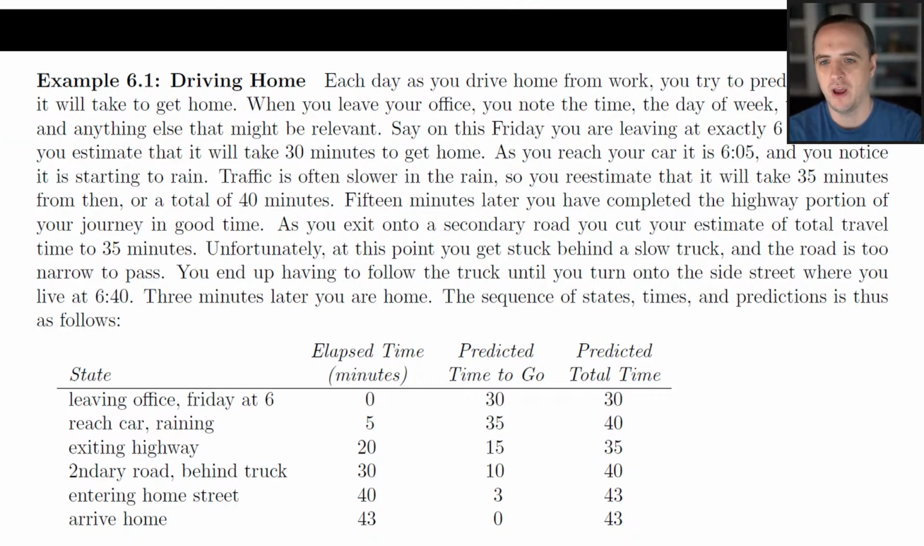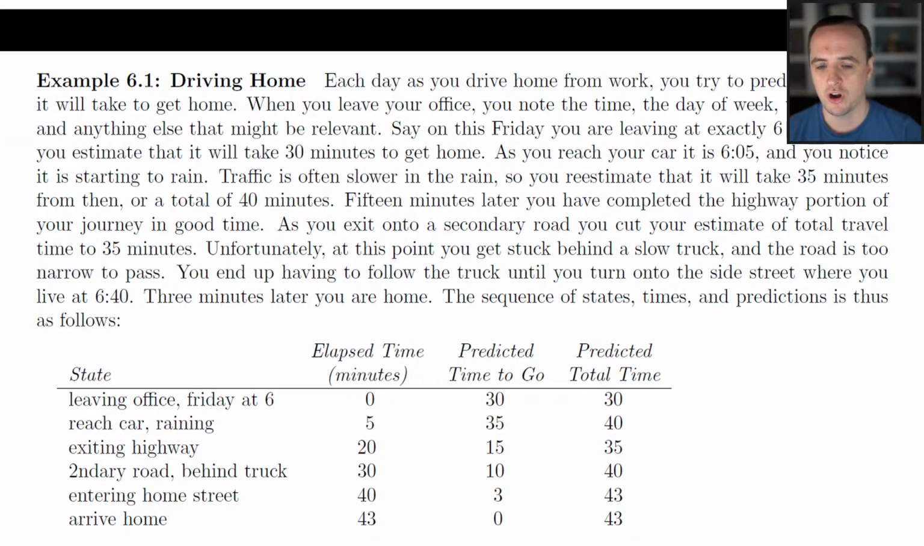As you drive home every day from work, you try to predict how long it will take you to get home. When you leave your office, you note the time, the day of the week, the weather, and anything else that might be relevant. So say on this Friday, you're leaving at exactly 6 o'clock, and you estimate that it will take you 30 minutes to get home. That's the state value estimation.